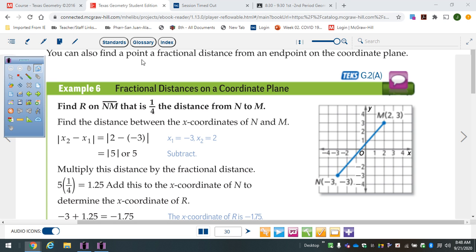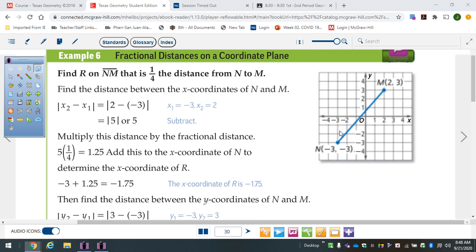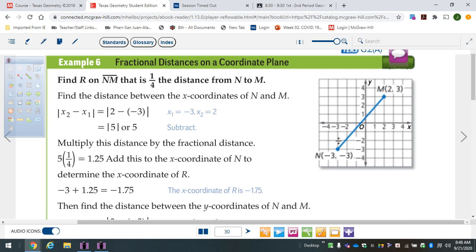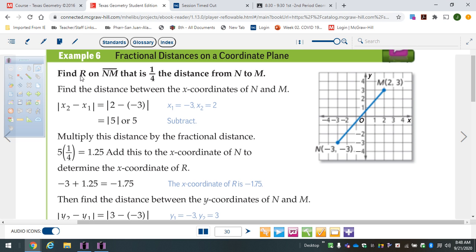Okay, you can also find a point at a fractional distance from the endpoint on the coordinate plane. So let's look at this real quick. This is the whole distance, from here to here. Make sense? Now they want you to find R on NM. R is somewhere here in the middle, and it is 1/4 of the distance from N to M.